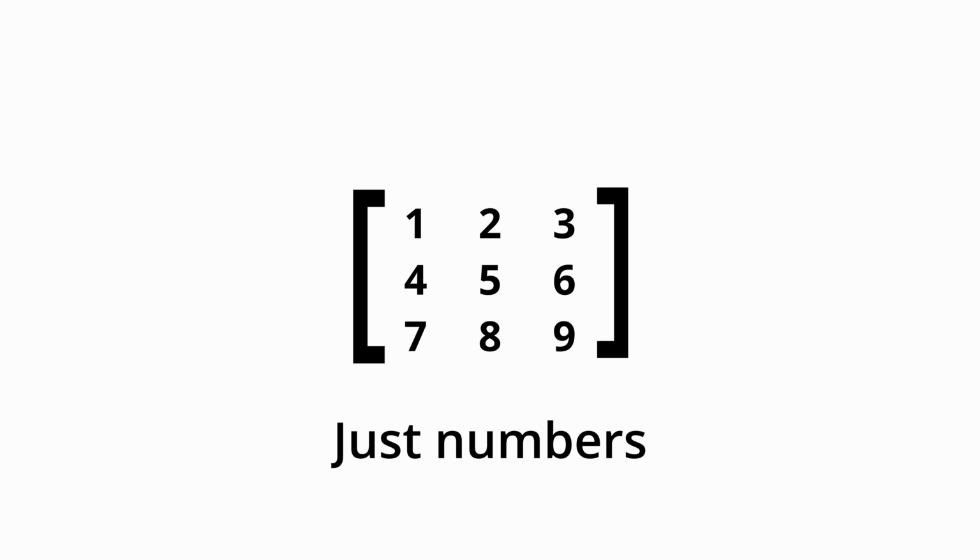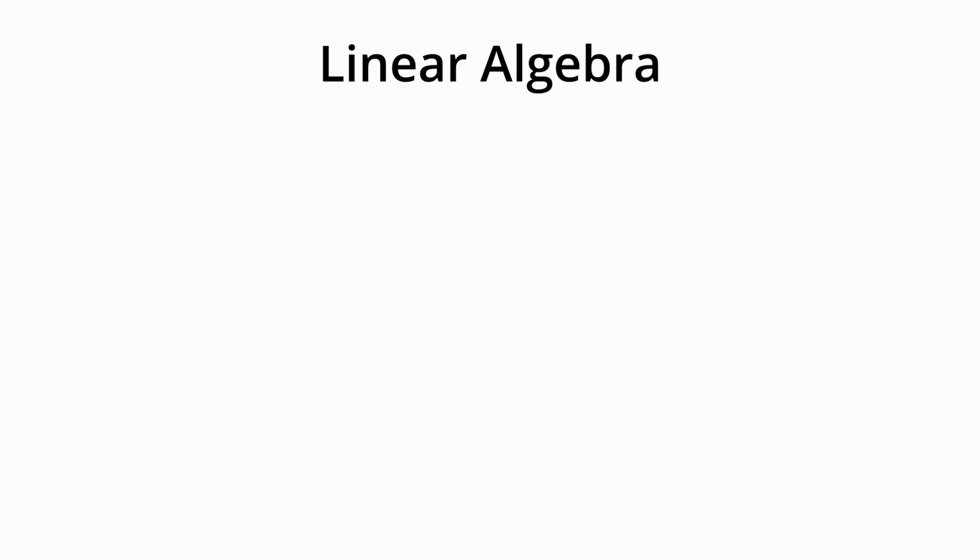Have you ever looked at a matrix and thought it's just a bunch of numbers? Honestly, that's exactly how most of us first learn linear algebra. Rows, columns, multiply them, take determinants, find inverses, and repeat. But something always feels missing.